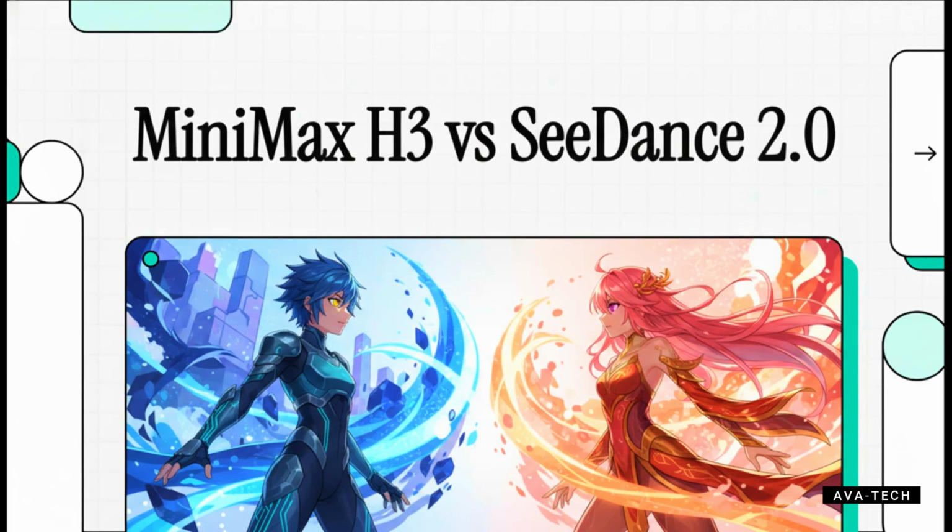Let's get right into today's explainer because we are looking at an absolute heavyweight showdown today. We've got two cutting-edge AI video models battling it out for your creative workflow. MiniMax H3 versus SeeDance 2.